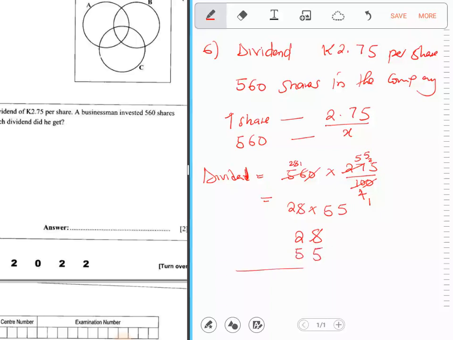Now we have to do 28 multiplied by 55. We are doing this one together. Get 40 there, remainder 4. 10, get what? 14, put 0, 40 remainder 4, 10 and what? 14, of which we get 1540 kwacha. This is how much dividend he gets.